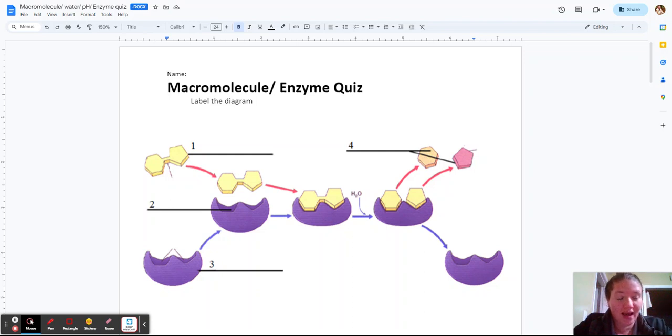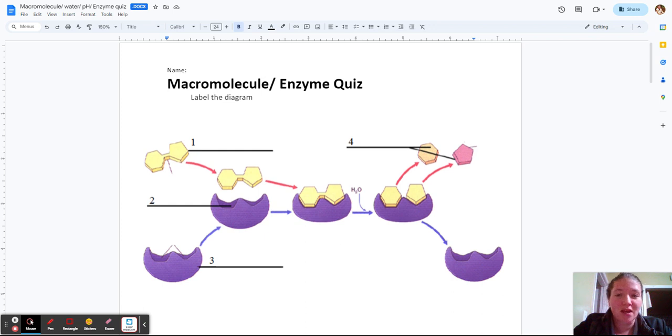So when we look at the quiz, I'm going to go over what the answers should have been. As we look at our first four questions, we're labeling this diagram here. Number one is the molecule that is coming in, and it's going to fit into this purple structure here and get broken into two pieces. So this is our substrate, or our reactant. I took either of those two answers. That is the molecule going in to have the reaction happen.